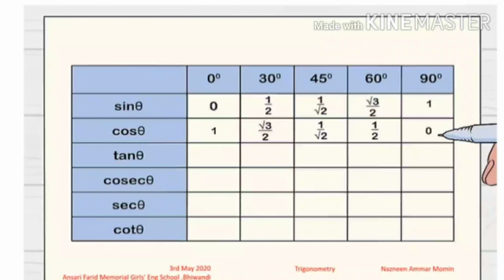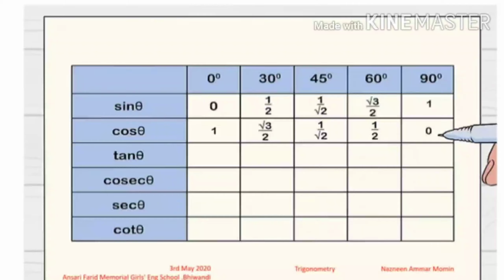Now moving towards tan theta. Tan theta is nothing but sine upon cos theta, means dividing these two rows, each number with the other one. Whatever division answer comes will give you the value of tan theta. That is 0 upon 1 will be what? 0. Always remember 0 upon 1 is 0, whereas 1 upon 0 is nothing but undefined, that is infinity.